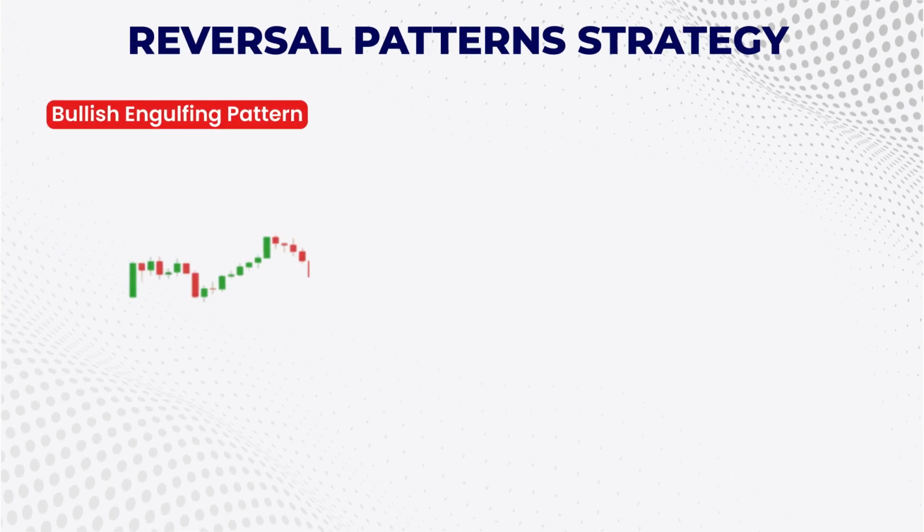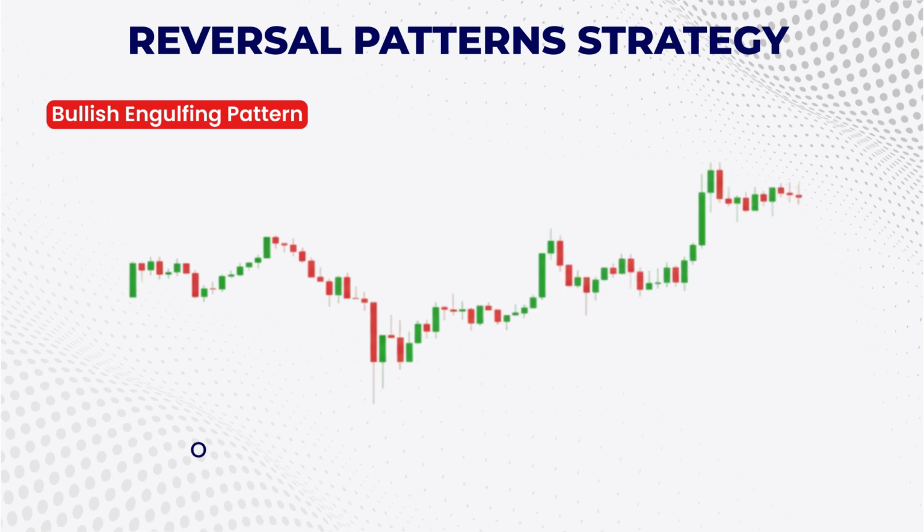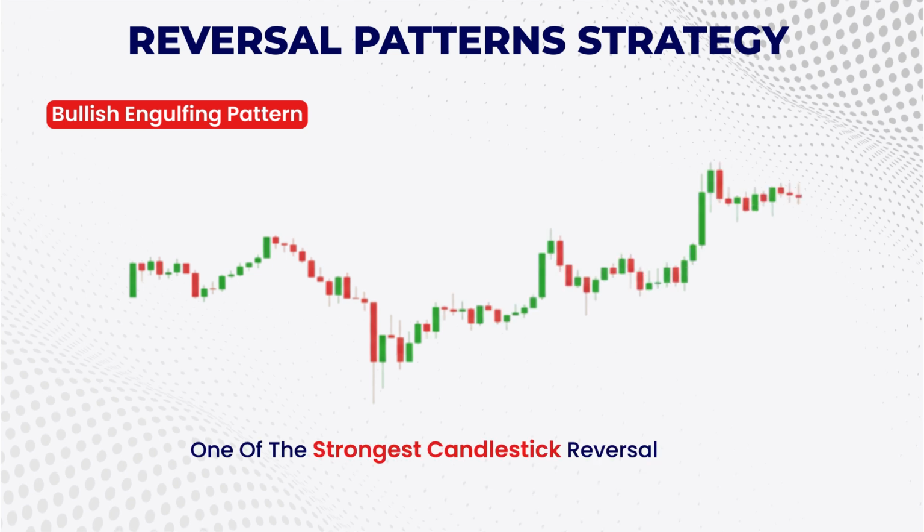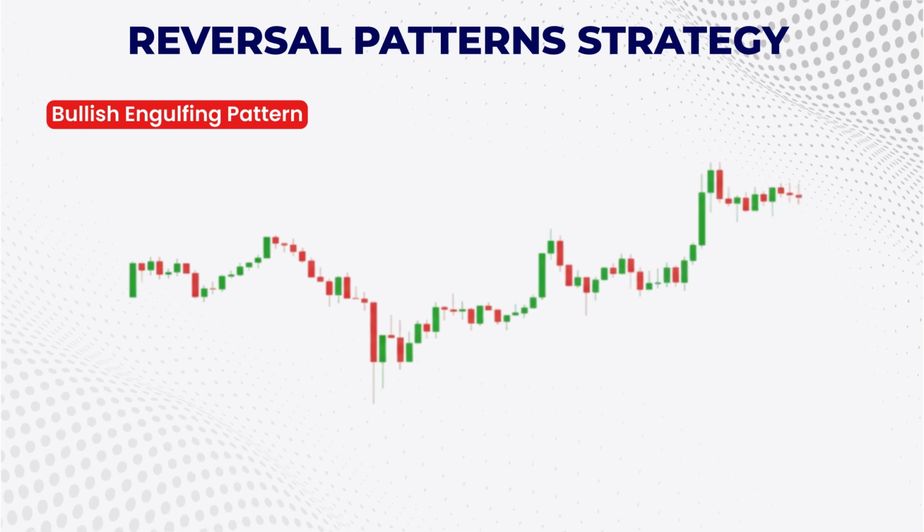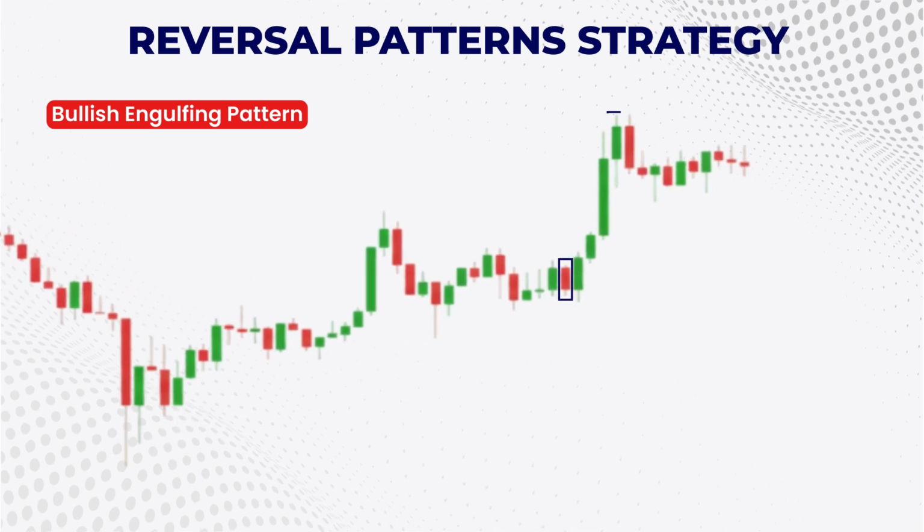This chart highlights the bullish engulfing pattern, one of the strongest candlestick reversal signals. A bullish engulfing forms when a small red candle is immediately followed by a large green candle that completely covers the red body. This shows that buyers have stepped in with strong momentum. In this example, the bullish engulfing appears right at the trendline support, making the signal even more reliable.